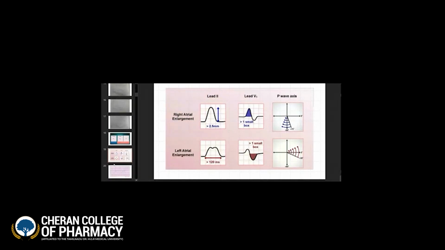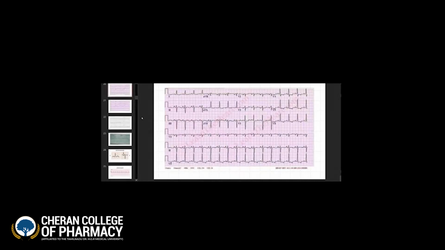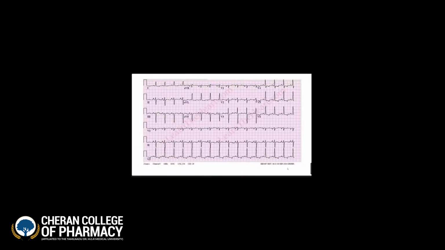I'll just show you the ECG right now, the first ECG. One more thing: whenever you are looking for atrial enlargement, specific P wave abnormality, you need to check only two leads. Which two leads? Lead 2 and lead V1. Lead 2 and lead V1 show better morphology of the P wave.